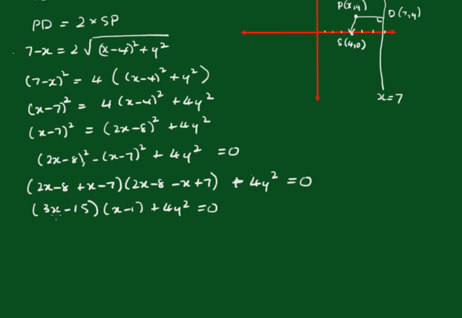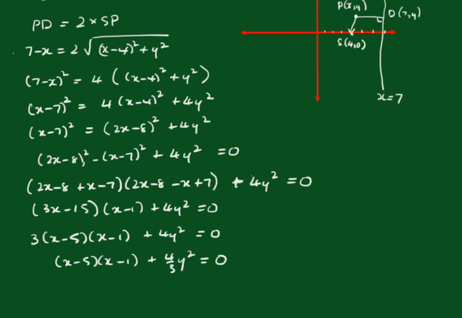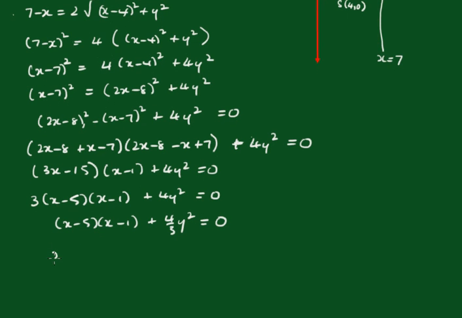I'm going to take out that 3 there and write it like this. Dividing through by 3, I get (x minus 5)(x minus 1) plus 4/3 y squared equals 0. Now remove the brackets. x squared minus 6x plus 5 plus 4/3 y squared equals 0. You can see why this is quite an advanced one. Take the 5 across the other side.